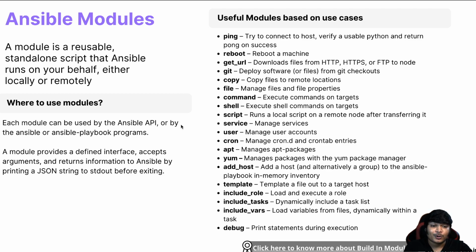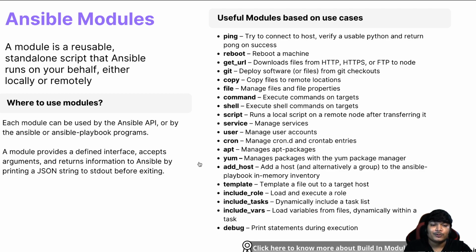The service module manages the services on the remote nodes. The user module manages the user account on the remote node. The cron module manages the cron.d and the crontab entries. The apt module manages the apt packages for the Debian system. The yum module manages the packages with the yum package manager. The add_host module adds the host dynamically.